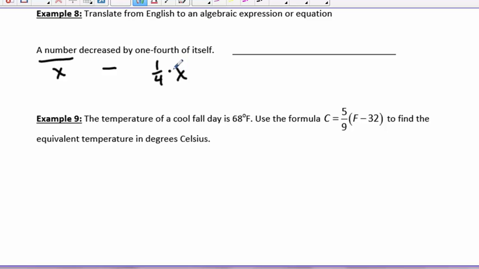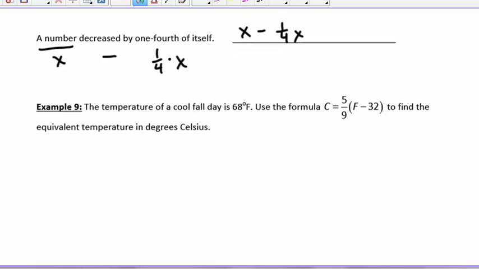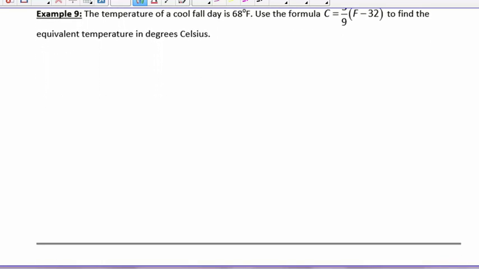I don't need to write this symbol, the multiplication symbol between a number and a variable. So I can simply write x minus 1/4 x. And I believe this is our last example.